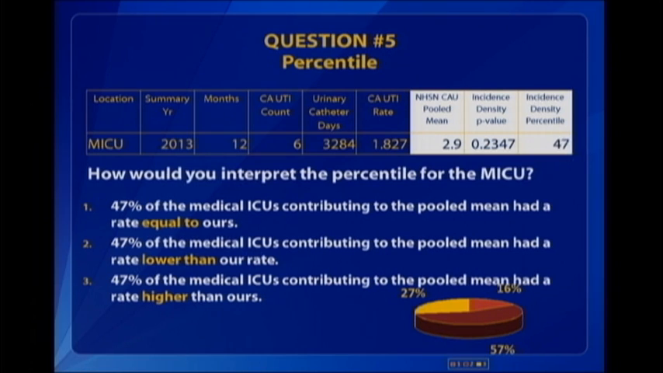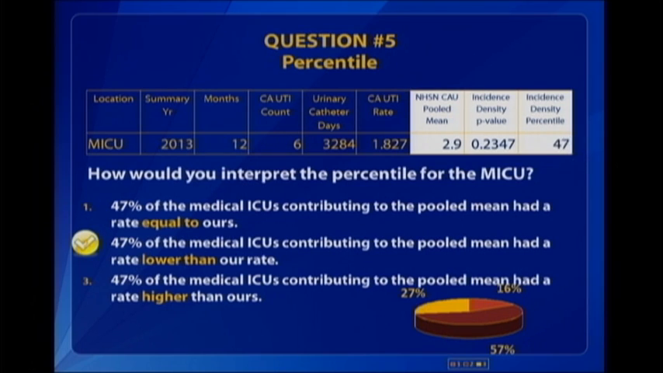16%, number 1, said that 47% of hospitals, or ICUs, had a rate equal to, 57% had a rate lower than, and 27% had a rate higher than. So what is the correct answer? It is number 2, okay?